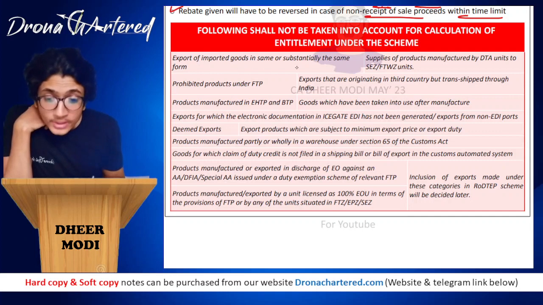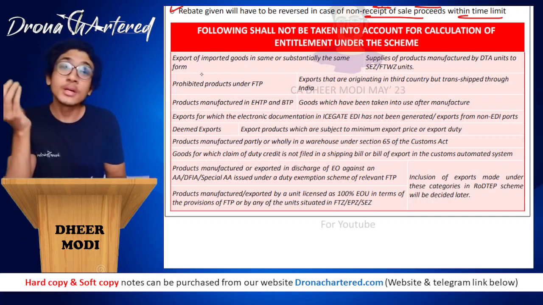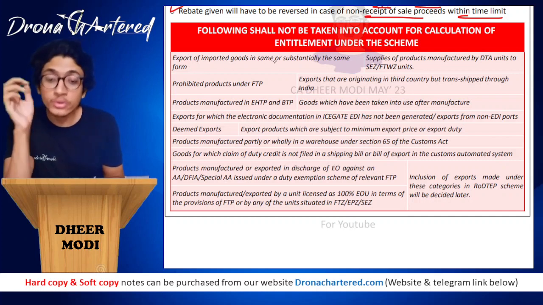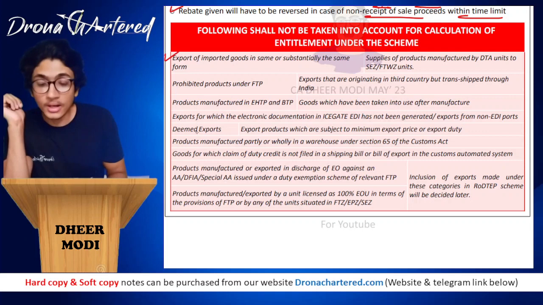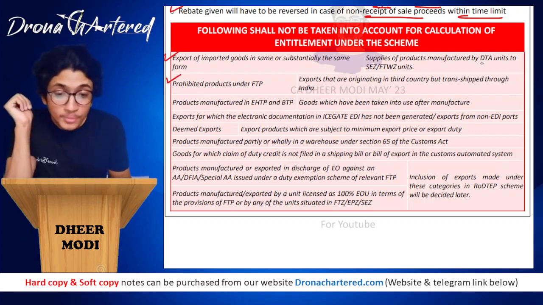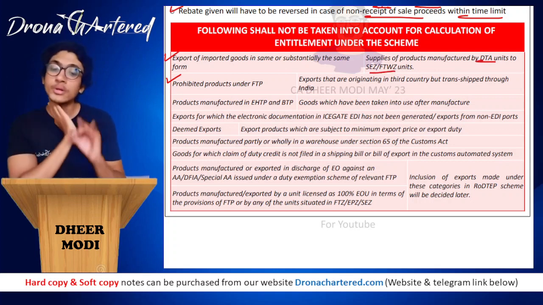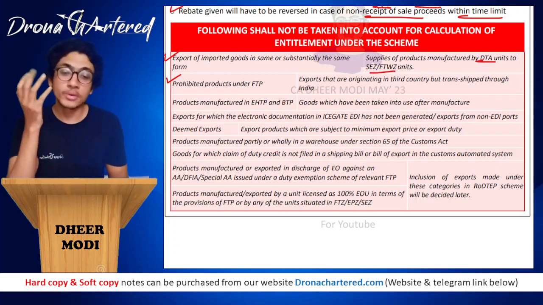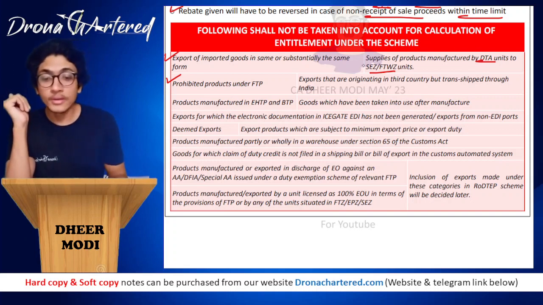Export of imported goods in the same or substantially the same form. So if you are exporting the imported goods in the same or substantially the same form, it will not be calculated. It will not be allowed. Prohibited products, of course, are not allowed. Supplies of products manufactured by DTA units to SEZ or FTWZ units are also not allowed, because DTA is also outside territory. So if they are manufactured in DTA units and sold to SEZ units.